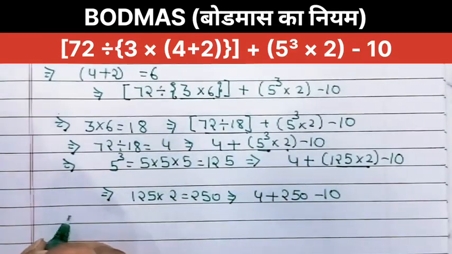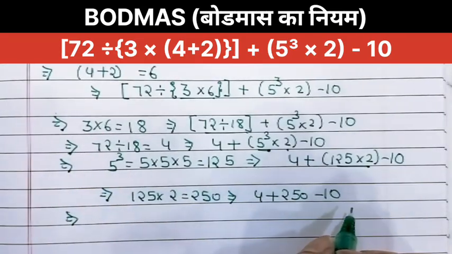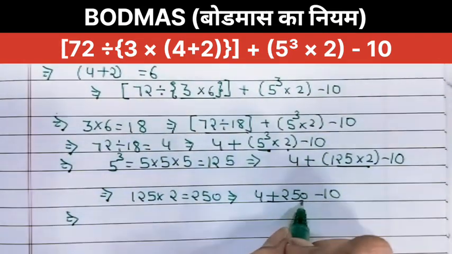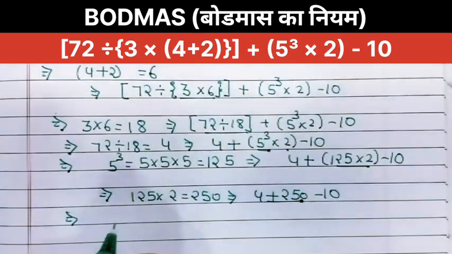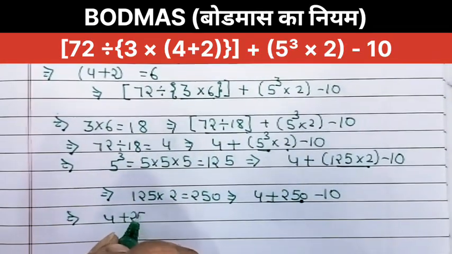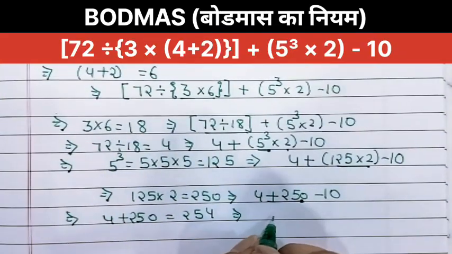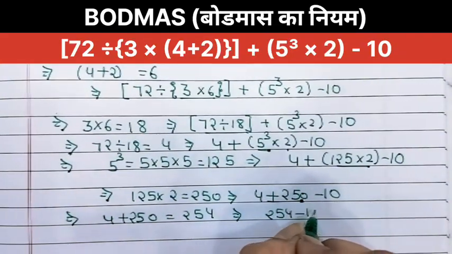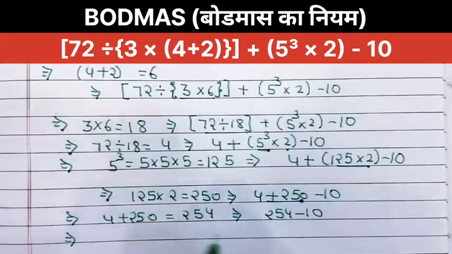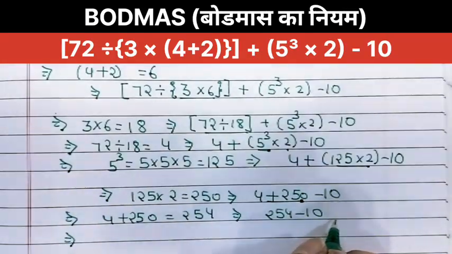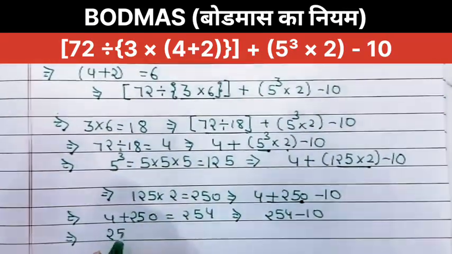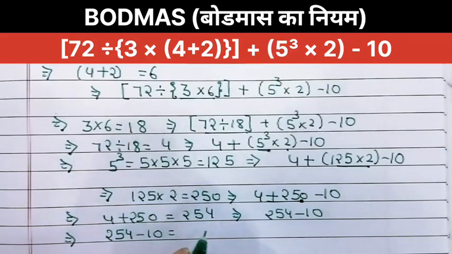Now move to the sixth step. The sixth step says perform addition. Now with all brackets gone, we follow left to right operations. Addition comes first. So now 4 plus 250 equals 254. And the expression becomes 254 minus 10, and the next, seventh step, performs subtraction. This is the final remaining mathematical operation. So 254 minus 10 equals 244, and this is the final result.